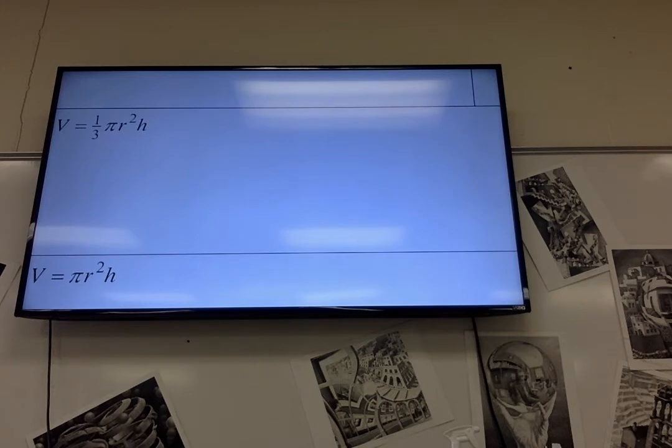Okay. Volume of a cone. One of them's right, it's got pi in it. It's like a cylinder, only it's a third of it. So there's a cone with a radius and a height.